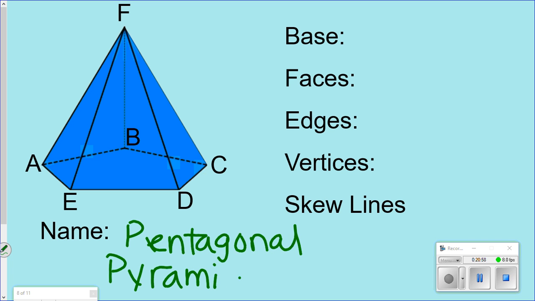Okay? All right, so let's go to the base. How many bases are there this time? Just one, that's all we need to list. So you can do A, B, C, D, E. That'd be the base. A, B, C, D, E. Then it asks you to list all the faces. Well, the base is a face, so we can list it.